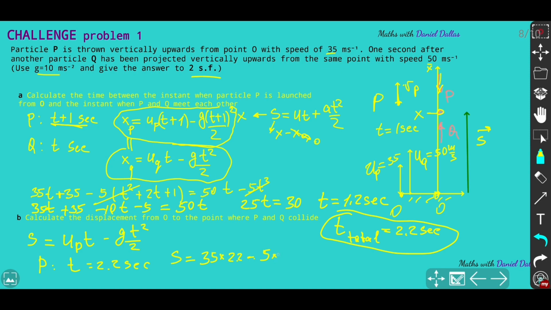Okay, now let's go back to the calculator and do it quickly. Minus 5 times 2.2 squared. Okay, so what I've got is 52.8. So the total displacement is going to be 52.8. All right, in this case, meters, that's the unit. So that's going to be the answer for part B.